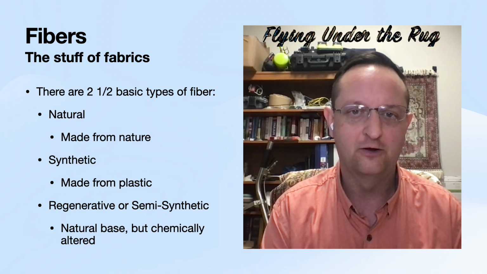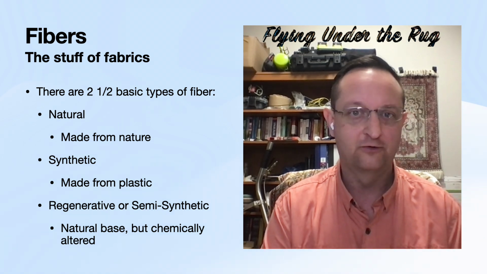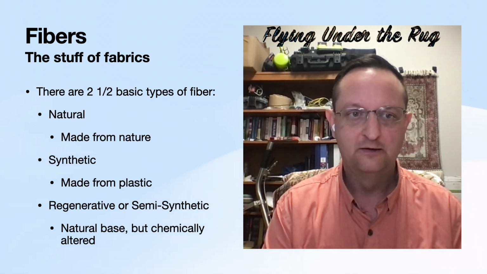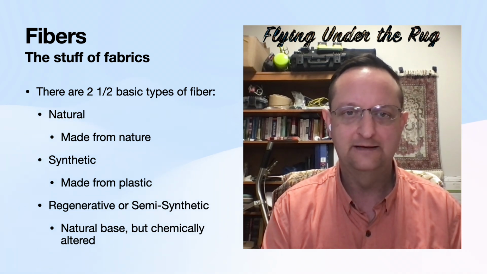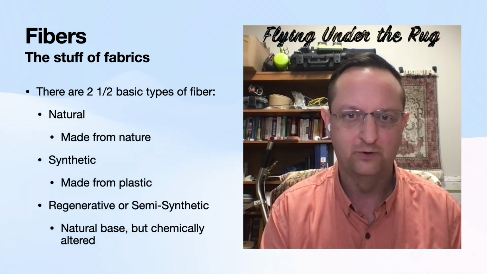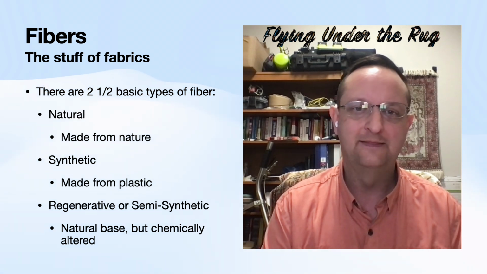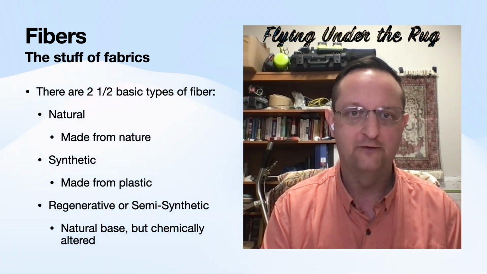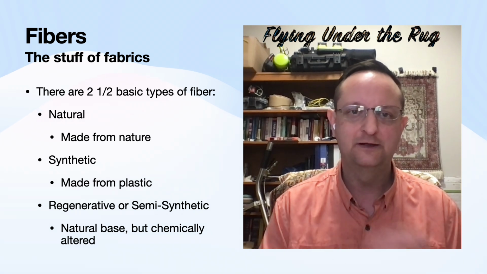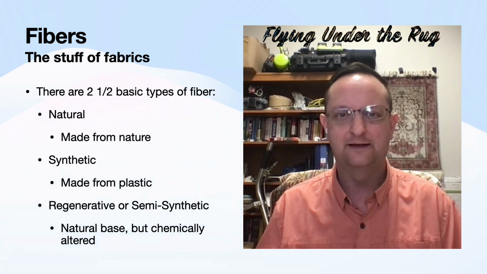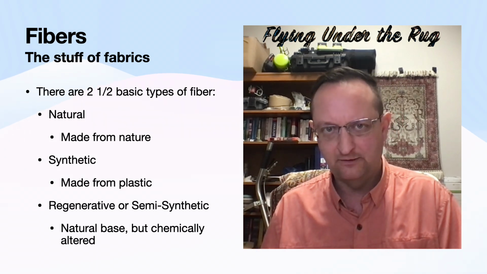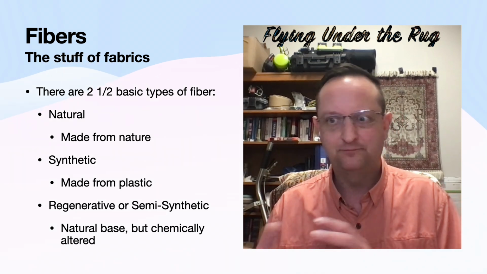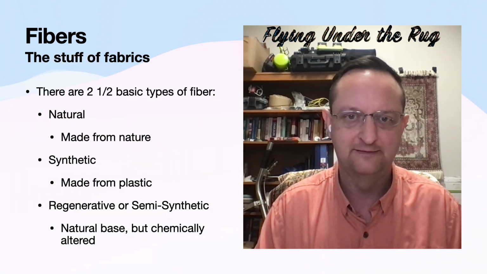There are 2.5 basic types of fiber. The first ones are natural fibers. These are the ones that come from nature. You also have synthetic fibers. Those are made from plastics. And then there are the half one. They're regenerative or semi-synthetic fibers, and they have a natural base, often made out of cellulose and then chemically altered and made the same way that a synthetic fiber is. So they're a natural base, but they're synthetic.